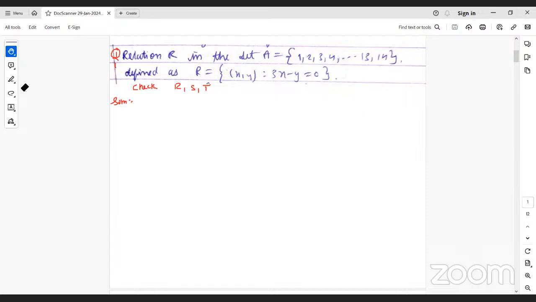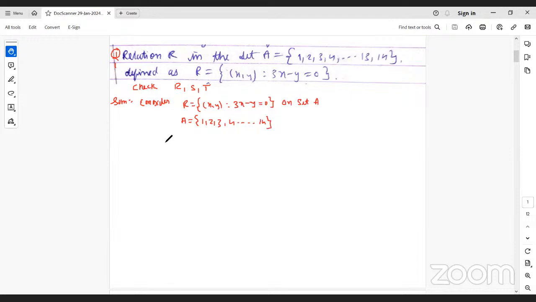First, consider the given relation and the set. R is equal to {(x, y) : 3x minus y equal to 0} on the set A. The question is for 3 marks, so every step is important here. And A is equal to {1, 2, 3, 4, ... up to 14}, so the elements are up to 14.